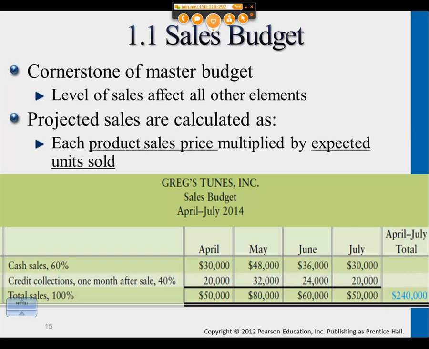So let's look at this example. The first one we have is a sales budget, right? So I put this little example on the bottom. Your sales budget is probably the most important one. It's your cornerstone in your master budget. So once I know my levels of sales, I know how it affects the rest of the budget. You see? So my sales are going to affect all other components of the master budget.